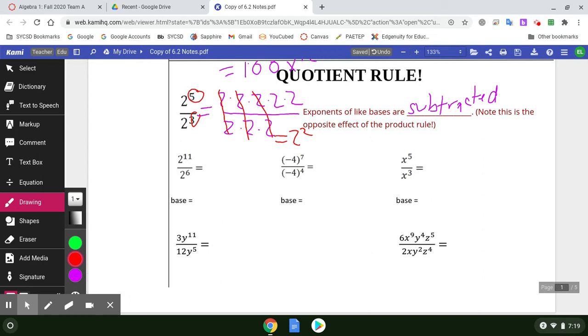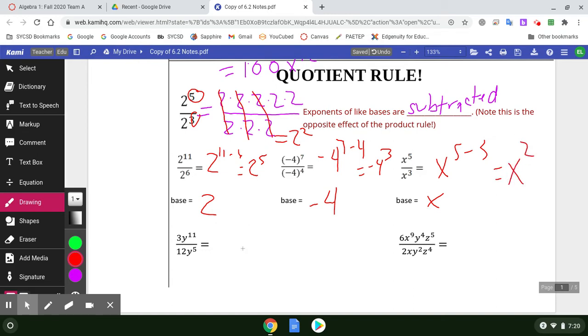So in this first example, our base is 2, and this would become 2 to the 11 minus 6, so 2 to the 5th power. Really, that just means 6 of the pairs of factors of 2 will divide out, so you're left with 5 factors of 2. In the second example, our base is negative 4. This becomes negative 4 to the 7 minus 4, making it negative 4 to the 3rd power. In the third example, our base is x. So this is x to the 5 minus 3, making it x to the 2nd power.